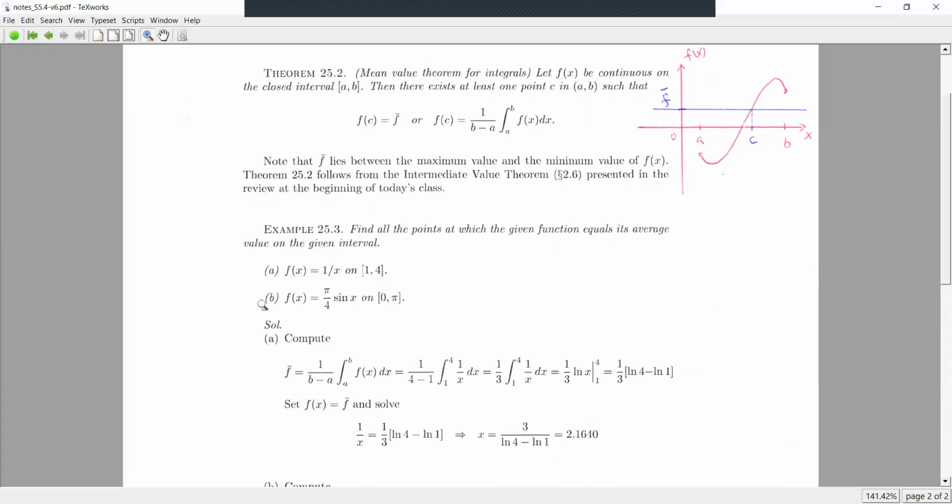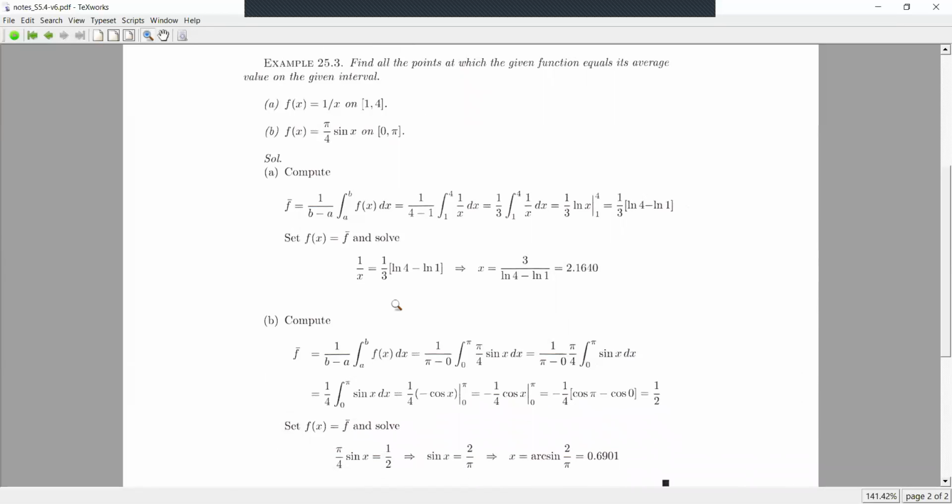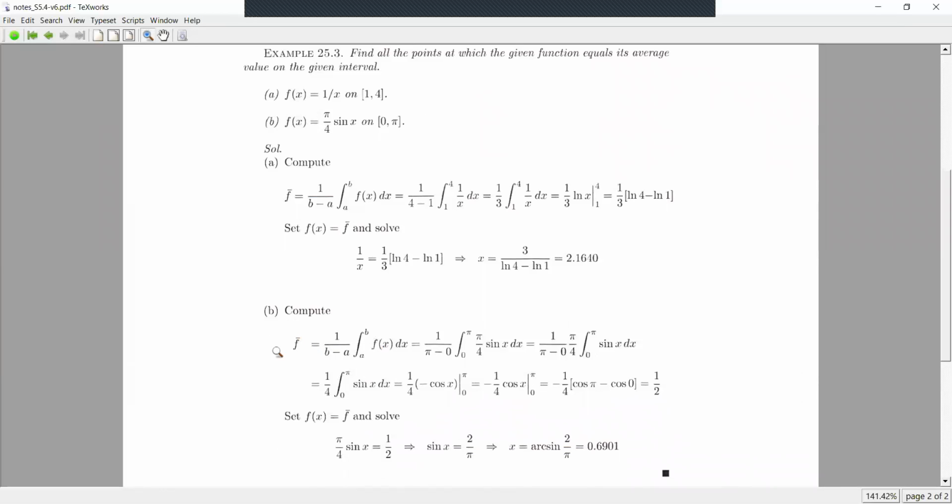Now, question B. We need to determine a point C between 0 and pi so that the function at C is equal to its average function value. Again, compute the average function value first. The average function value f bar is this integral by formula. Now A and B are 0 and pi respectively. This integral is equal to this integral.